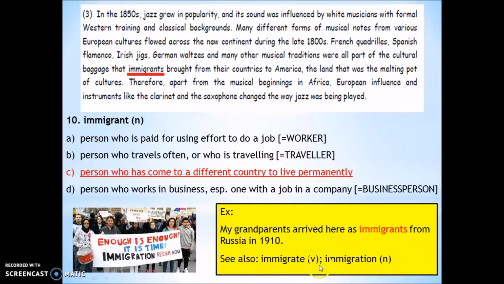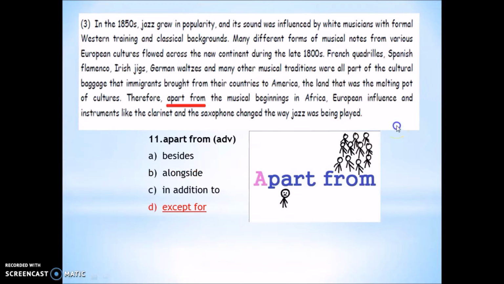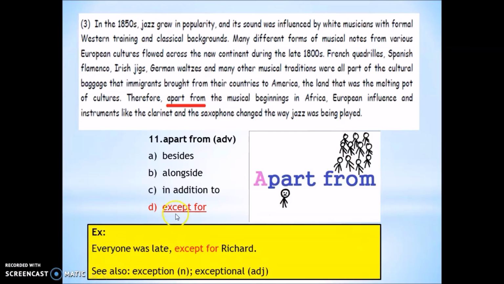So immigrate is a verb and immigration is the noun version of this. So don't forget that in the text, in paragraph 3, it talks about some European immigrants coming to America. These people came there to work, and maybe they brought their music with them as well, with their instruments. Okay, so number 11. Apart from, be careful, it's not expect for, it's accept.